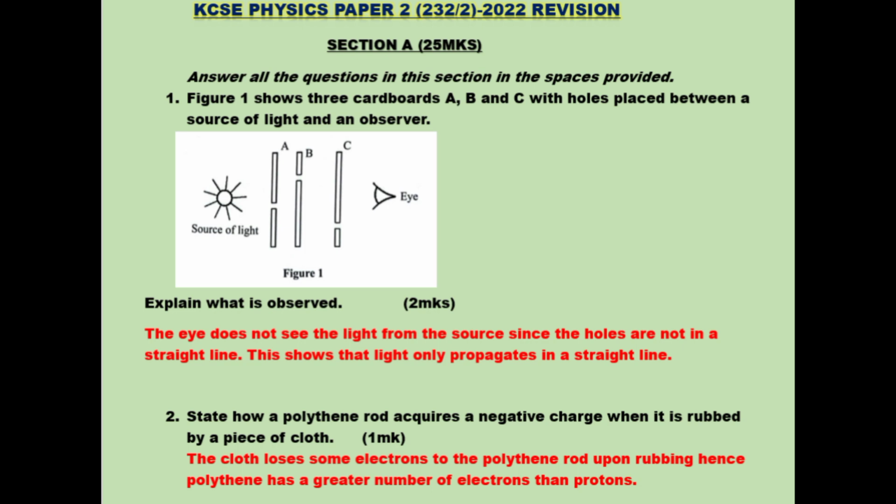So in other words, you realize that you cannot see the light from the source because the holes are not in a straight line. Question 2.